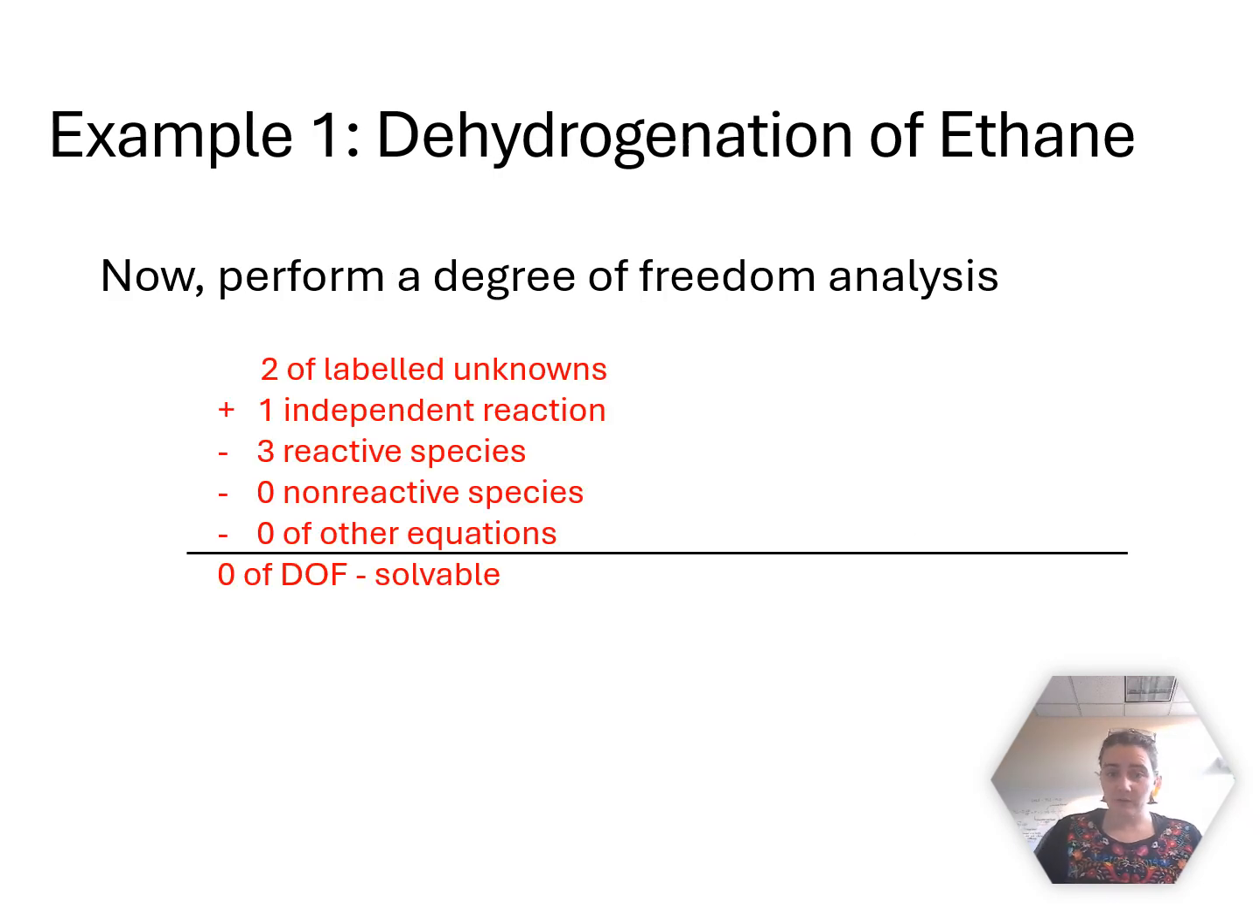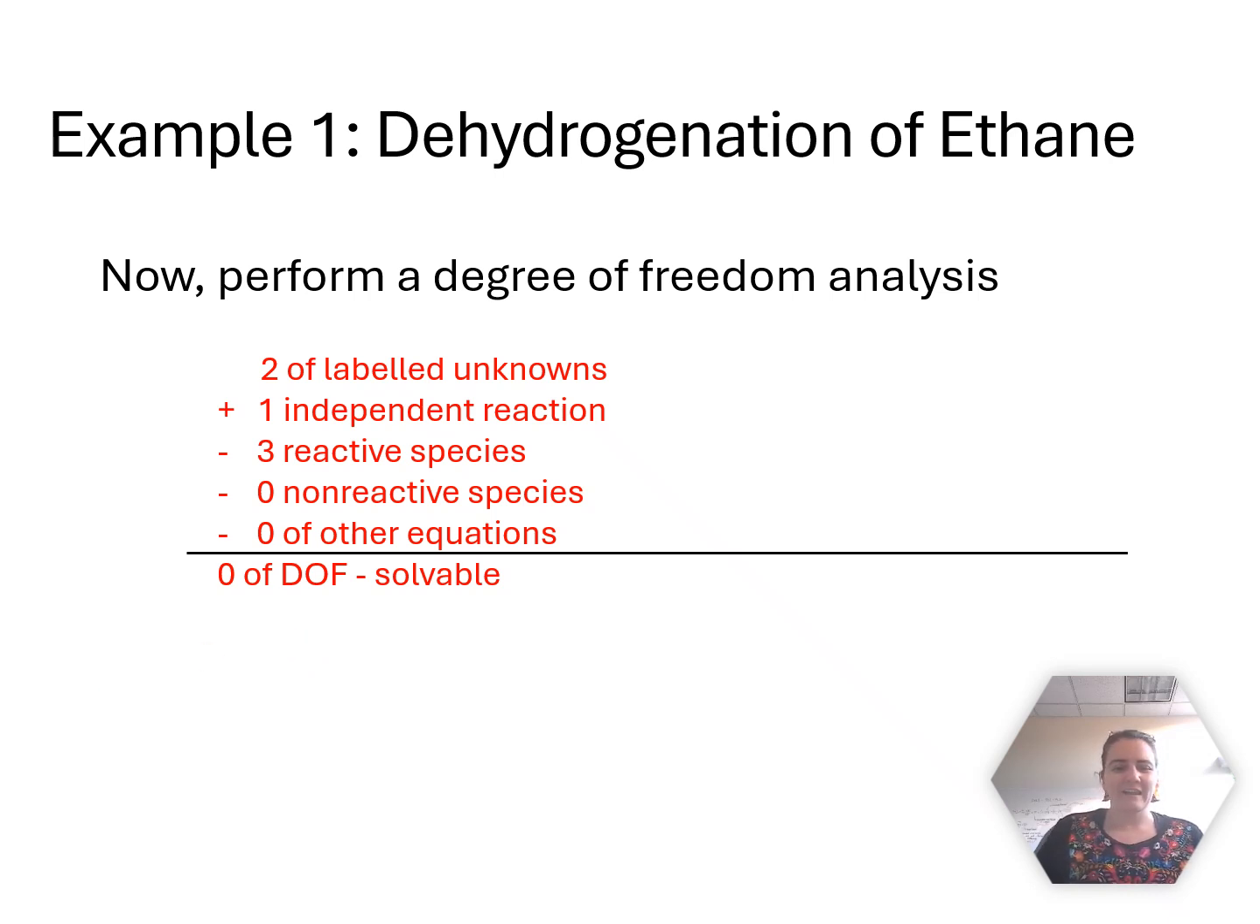All right, let's do our degree of freedom analysis. So we have two labeled unknowns, the two output molar streams we're looking for. We have one independent reaction. We have 3 reactive species, 0 non-reactive species, and 0 other pieces of information. So we already knew this was a solvable problem, but it's good to check as always. So yes, this is a solvable problem.